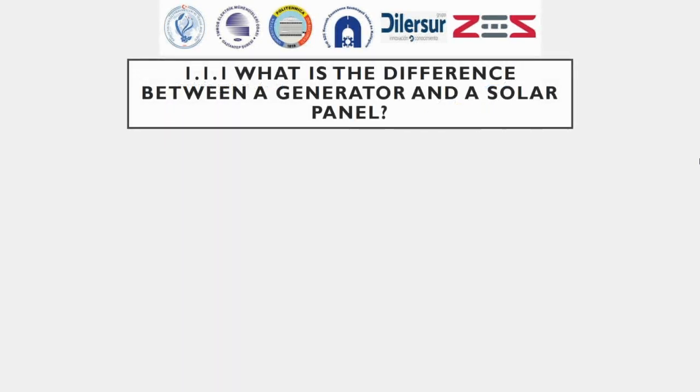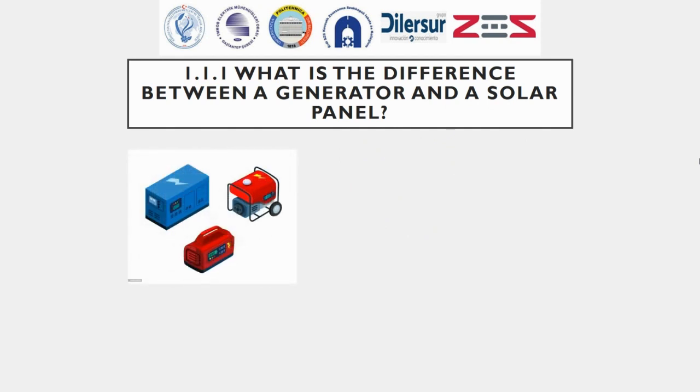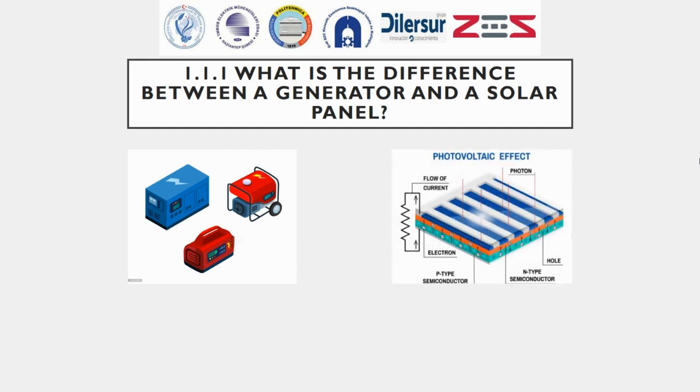What is the difference between a generator and a solar panel? We have mentioned that the two most common methods of energy production are the use of generators or solar panels, more specifically photovoltaic (PV) panels. While generators are basically reverse electric motors and convert kinetic energy into electricity, solar panels work in a completely different way.